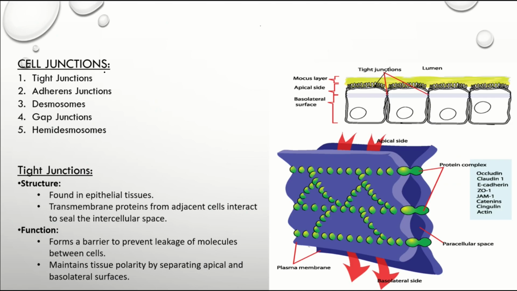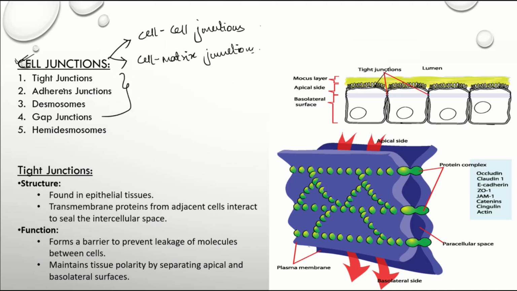Basically, we have to discuss five cell junctions, but here is the classification. The cell junctions can be divided into two types. The first one is the cell to cell junctions, and the second is the cell matrix junctions. Now, what are you watching here? The tight junctions, adherens junctions, desmosomes and gap junctions.